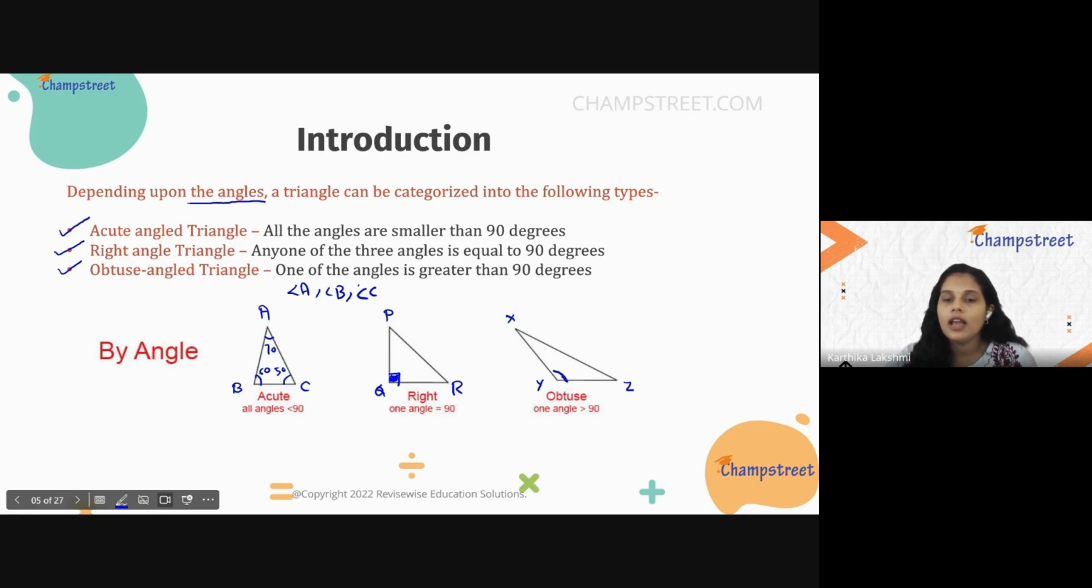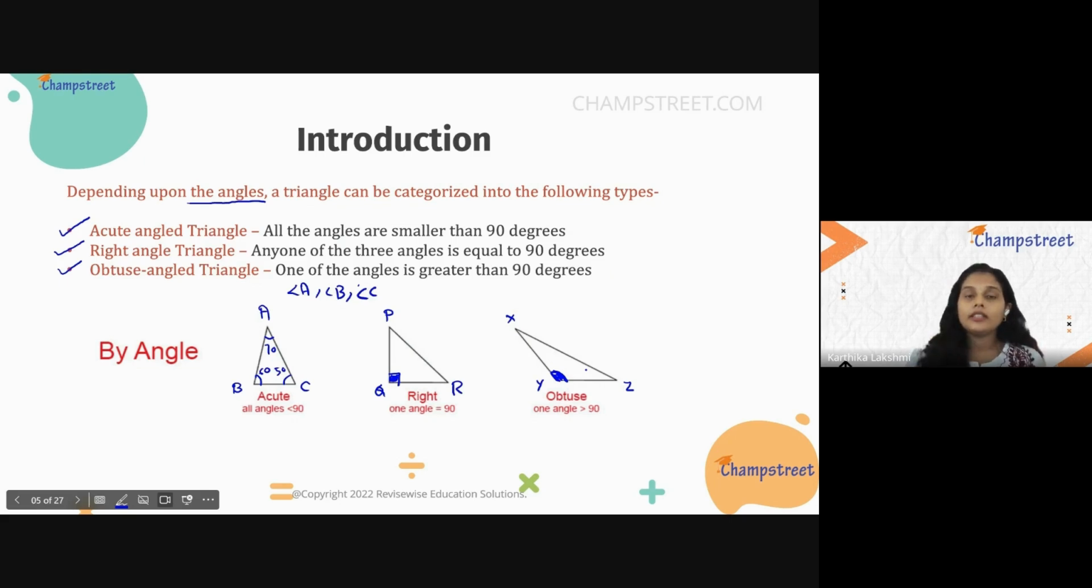Here you can see this angle is greater than 90 degrees, right? 90 degrees means this one. This is 90 degrees, and an angle bigger than this is greater than 90 degrees. So here you can see angle Y is greater than 90 degrees. So these triangles are called what? Obtuse angle triangle. Got it?